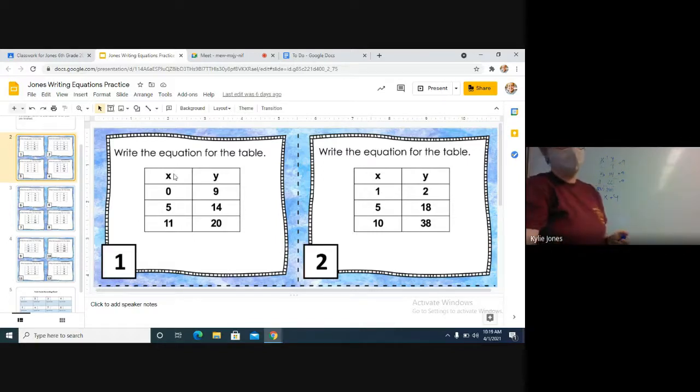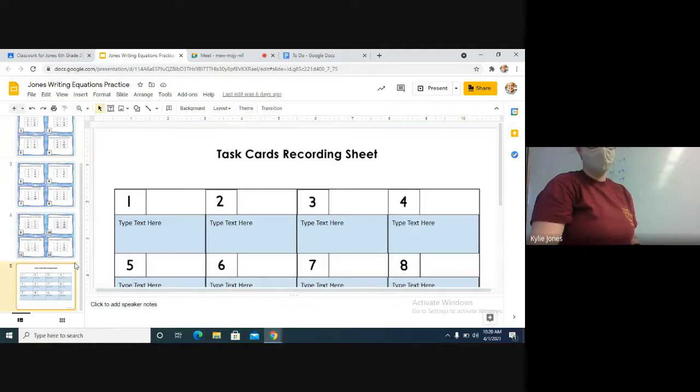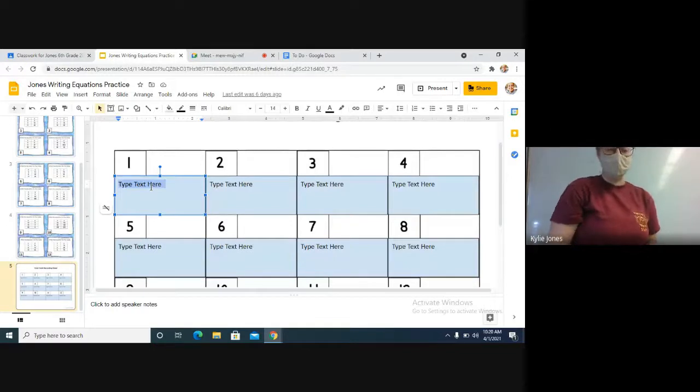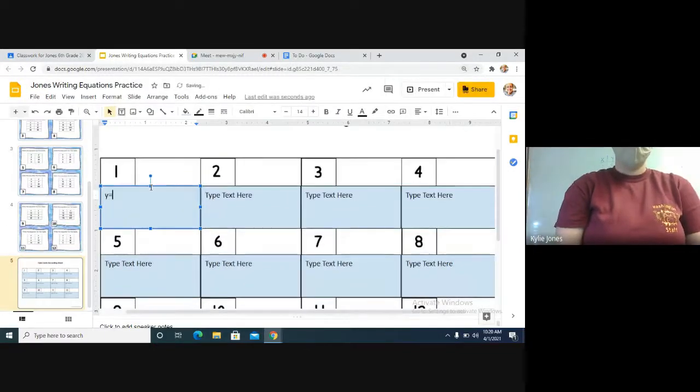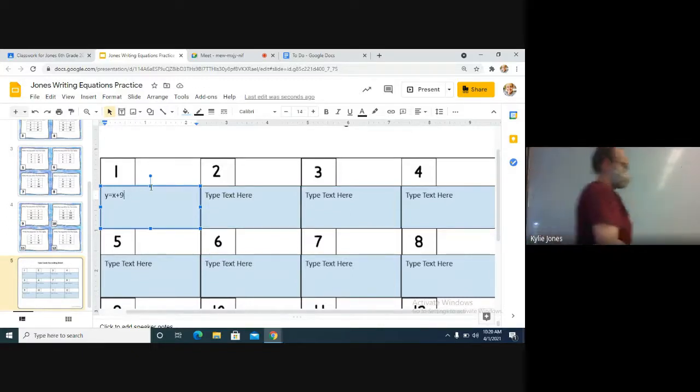So we need to go write that down on number 1 in our slides. So on slide number 5, type text here. This is where you put your answers. Y equals x plus 9. That's all I need to see, whatever the equation is that you got. Okay? I'll give you a second to get that typed down.